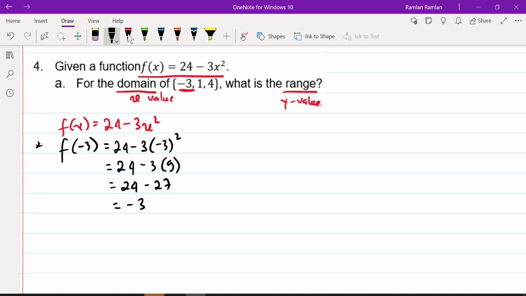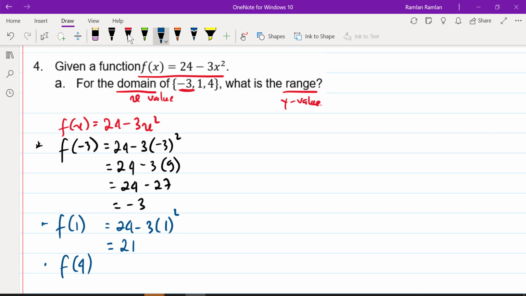Okay, we're not done yet because we still have the 1 and 4, right? We only need to put those into the x value. Again, for the second one, we're going to input the 1, so f of 1. We are using the same exact function, just substitute x by 1. That's it. That'll be equal to 24 minus 3 times 1 squared. You can actually put this into the calculator, guys, and you will get the final result like this. The last one is f of 4.